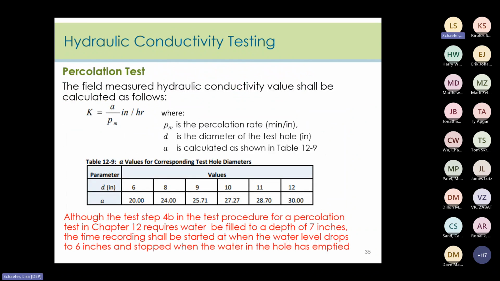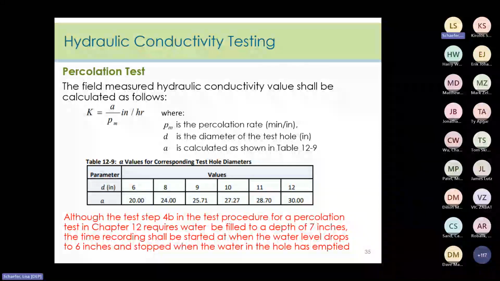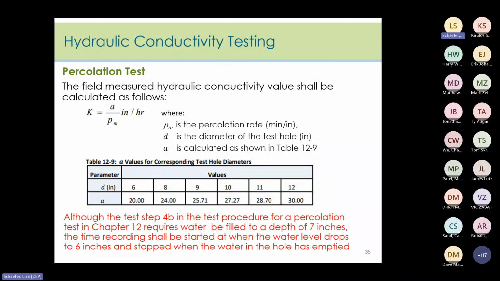So for the PERC test, you're going to follow the procedures described in Chapter 12, and the field measured hydraulic conductivity value shall be calculated using this simplified equation, and that, of course, is in the chapter. So take note that although test step B in the test procedure for the PERC test requires one to fill the water to a depth of 7 inches, start the time recording when the water level drops down to 6 inches, and then stop when the water in the hole has emptied.